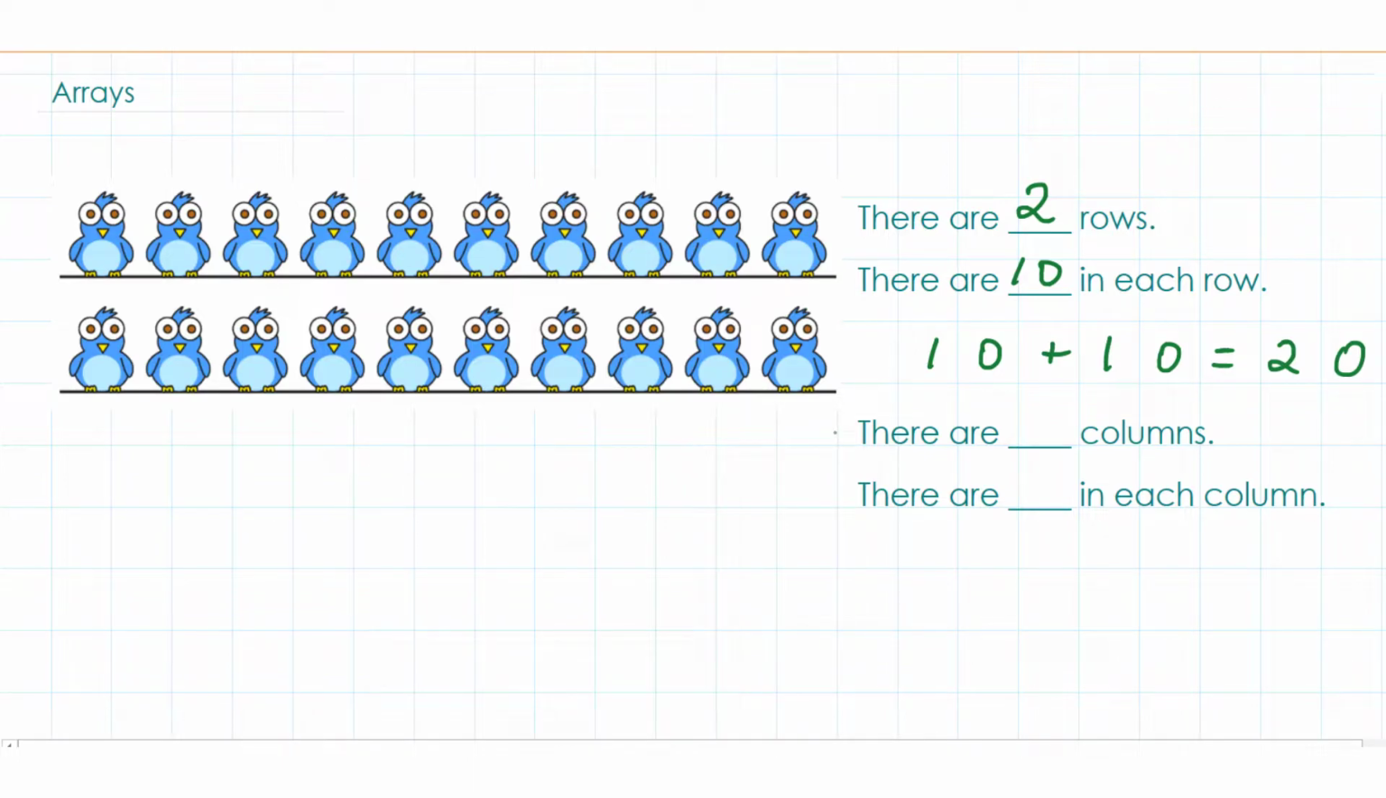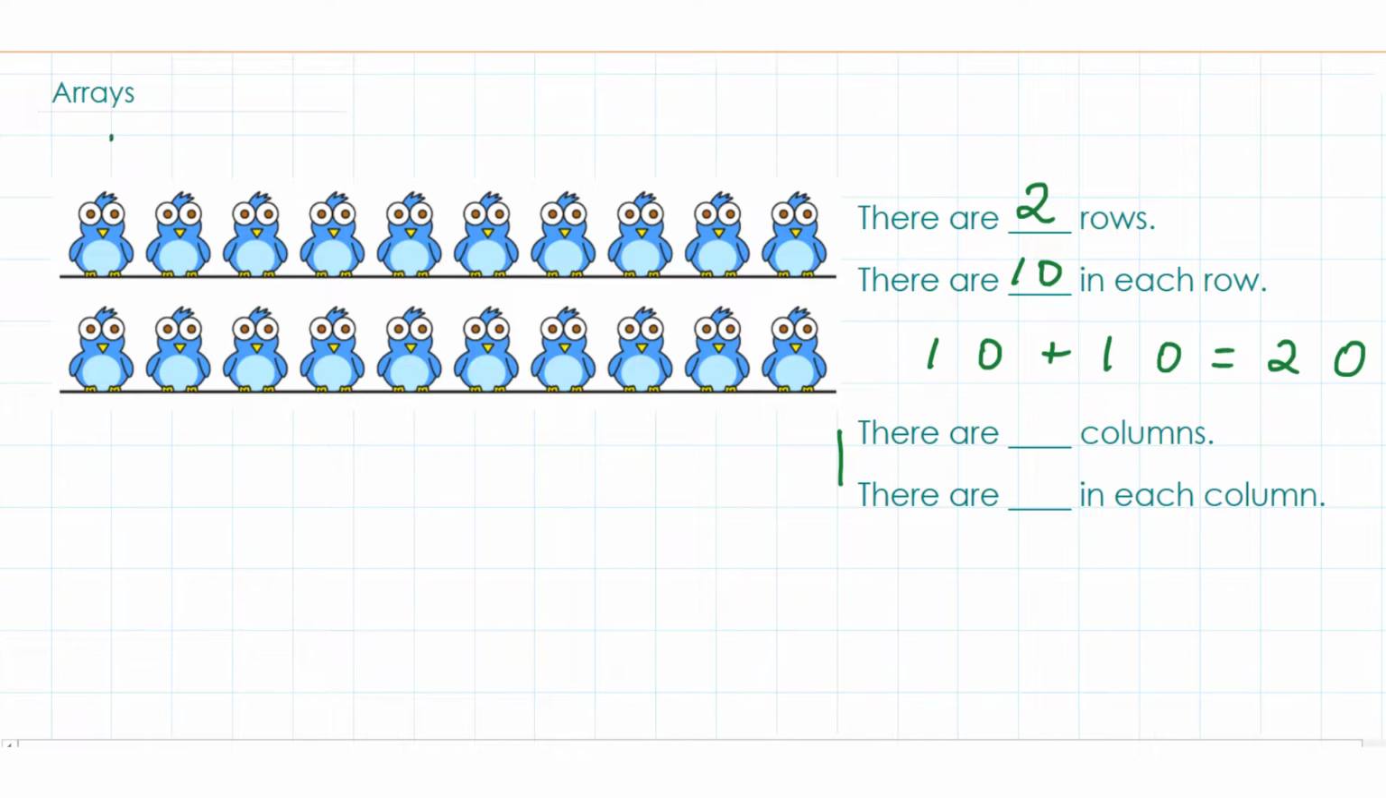Now, there's another way of thinking about the same array, isn't there? Because before we only looked at the rows, but we can also look at the columns. So what would go here? There are how many columns and there are how many birds in each column? Well, we've actually already worked that out, but can you see how?